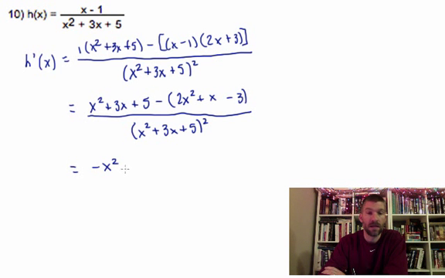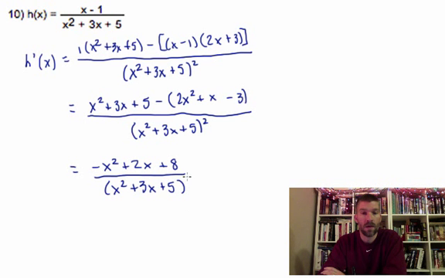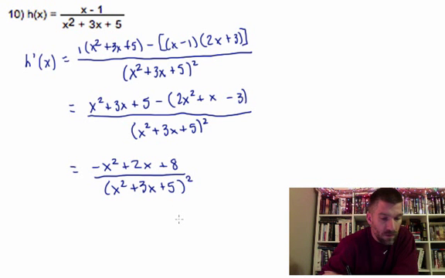3x minus x, so plus 2x. And 5 plus 3, 8. All right, so here's my function. I don't think x squared plus 3x plus 5 factors, and I don't think it will ever equal 0. So I don't have to worry about that guy. Let me double check my notes. Yeah, we're not going to have to worry about him.